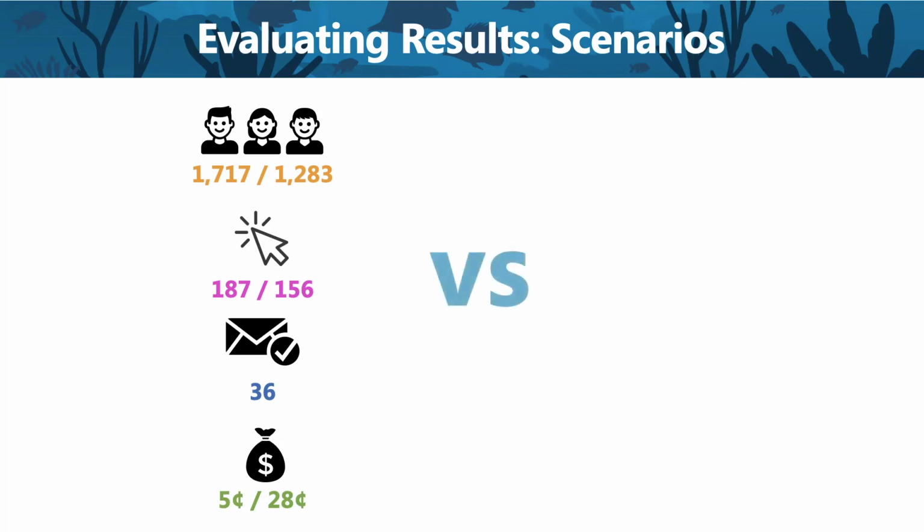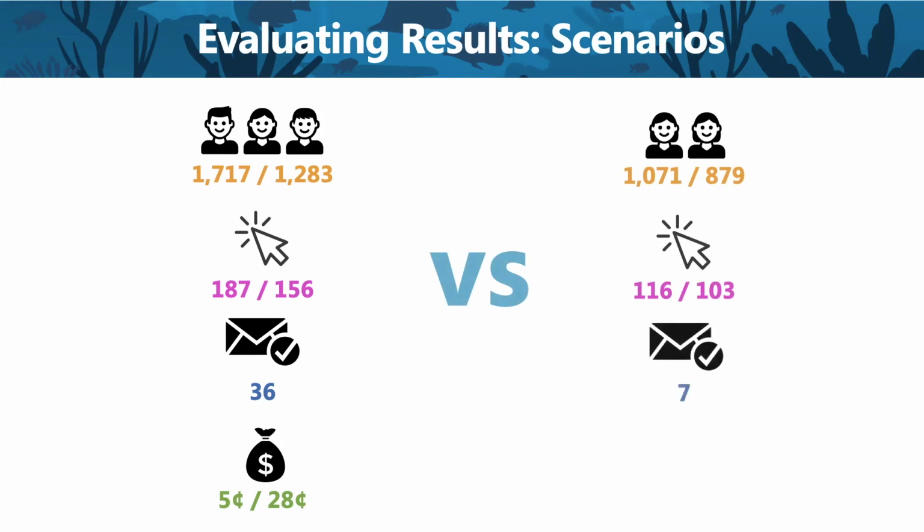In scenario 2, which was only targeting women over 50, the ad had 1,071 impressions and reached 879 women. It yielded 116 clicks, of which 103 were unique, but only 7 women actually signed up. The cost per click was 9 cents, and the cost of conversion was $1.43. For comparison, the average cost per click for Facebook ads across all industries is $1.72. So both ads cost below average.